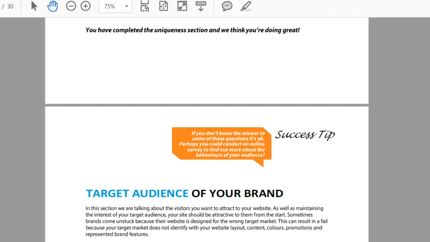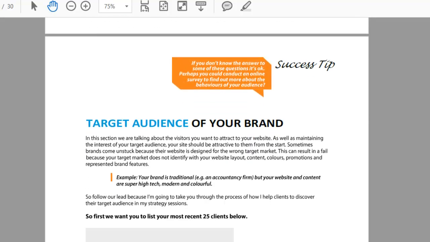And then we'll move on to the target audience of your brand. There we talk about who the visitors are, who the target market is that you want to attract to your website. This is really important so that when you do attract the right prospect to your website, there's no inconsistency, and it's very clear. The example we give here is, your brand is traditional, for example an accountancy firm, but your website and content is super high-tech, modern and colourful. Now, that probably doesn't match with what a person would be looking for in an accountant.